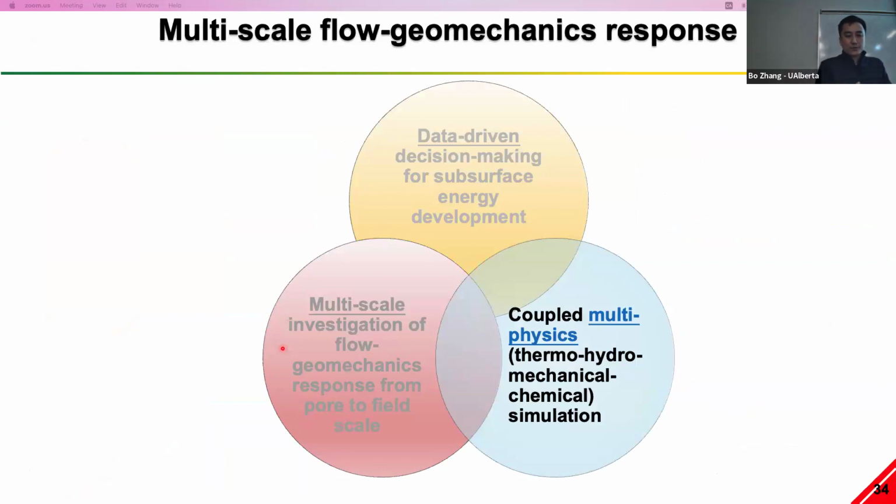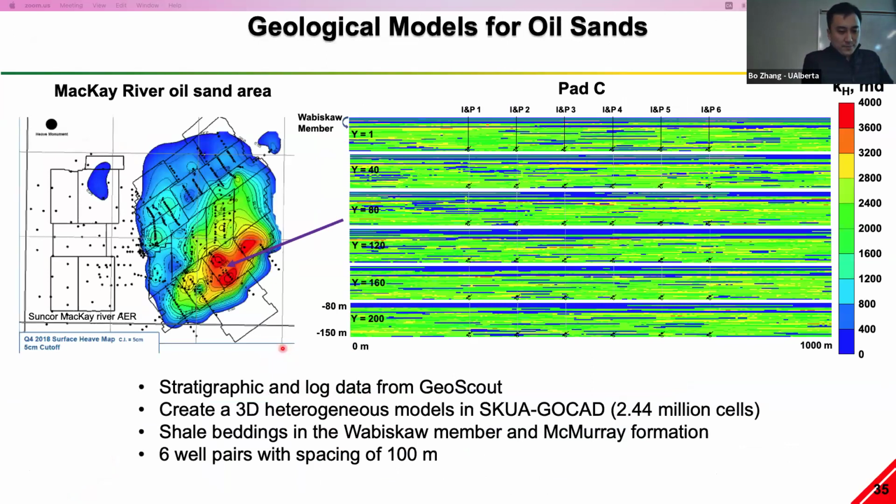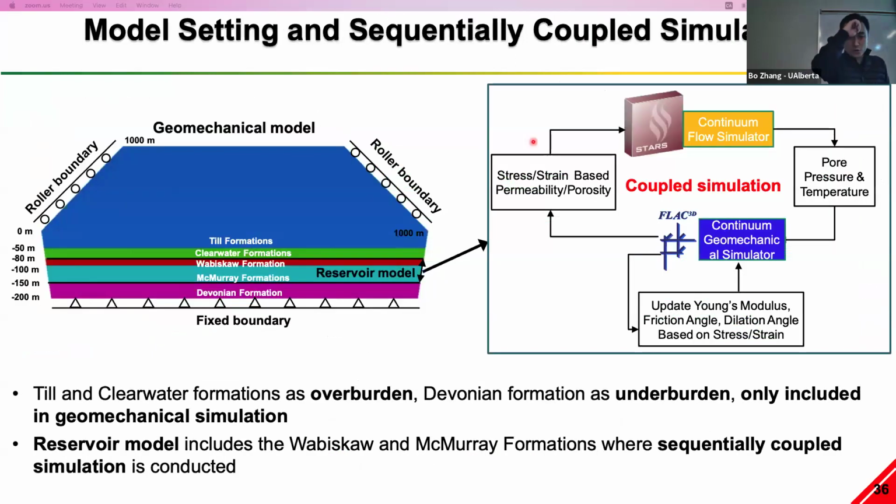Okay, now let's move to more realistic cases rather than those theoretical studies, which is multiphysics. This is a geological model that we generated for oil sands, and it's 2.4 million cells, which is very fine scale, and this is just for one well pad, Pad C in St. Mackay River. We could see the shale beddings in both the Wabiskaw member and the McMurray formations, as shown here. And we utilize the sequentially coupled platform that is designed by Nathan and Abel.